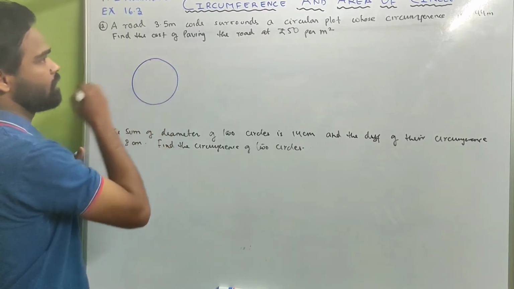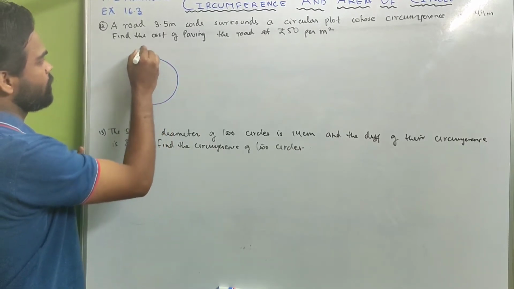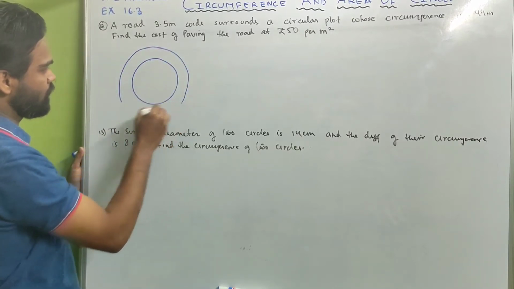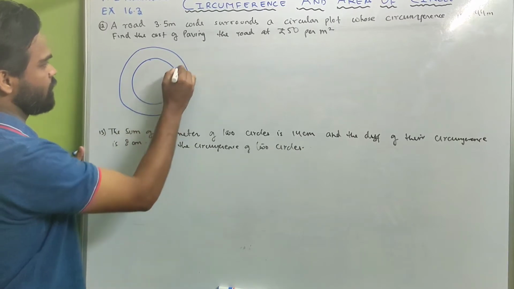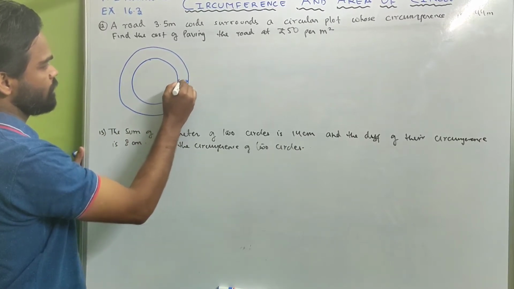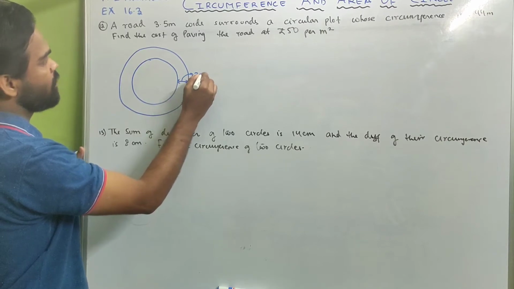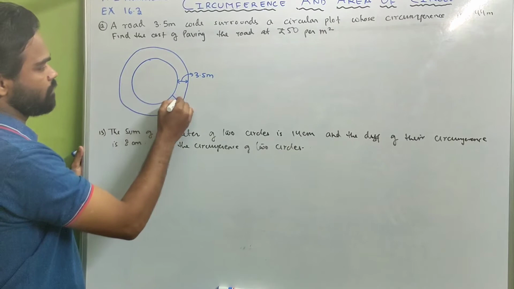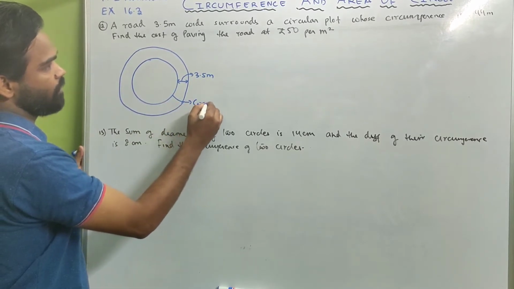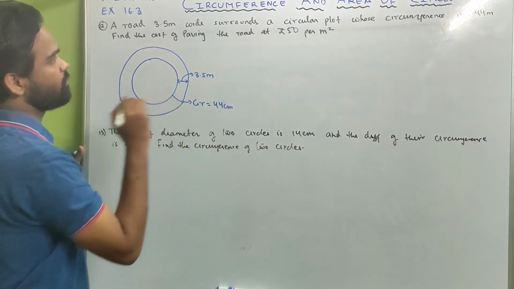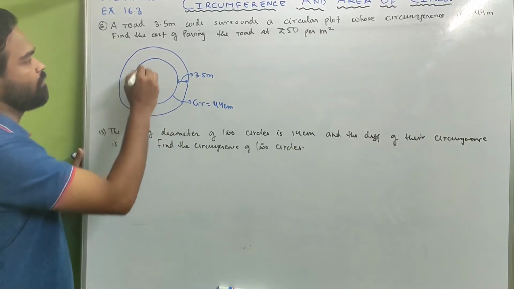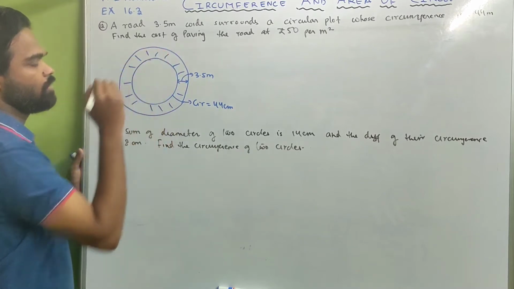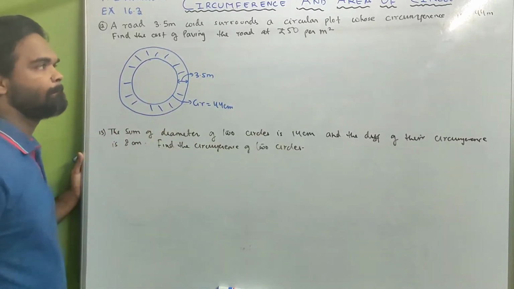Suppose this is a circular plot and this is the road which runs around the circular plot, and the width of the road is 3.5 meter. Okay, and the circumference of the plot is given as 44 meter. You need to find the cost of paving the road. Means this portion, if you pave it, this is the road. What is the cost? The rate is rupees 50 per meter square.